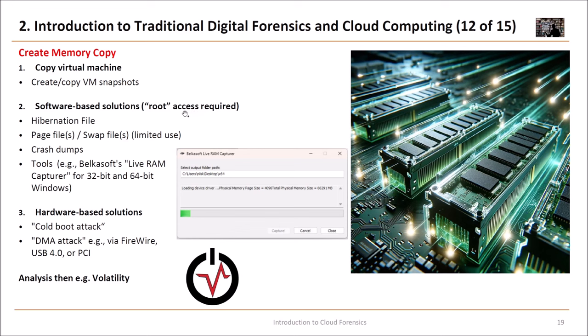Then we have software-based solutions that require root access to the machines where we want to copy the memory. We have different options here. We could copy the hibernation file or the page swap files. The page swap files have limited use because you don't have the complete memory in it. You can copy crash dumps. When the computer crashed, it copied these to the hard drive and we can use these. Or you can use tools, for instance, a Belkasoft Live RAM Capturer for 32 and 64-bit Windows. You can see here a screenshot or an image of that RAM Capturer. And in the memory forensics video on this channel, we use this to copy the memory.